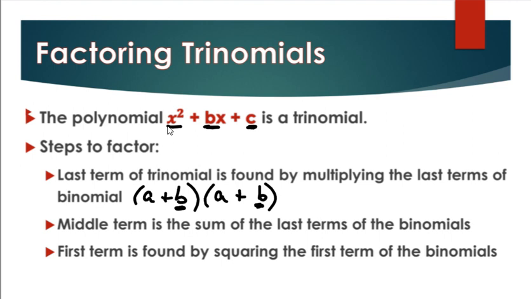The middle term is the sum of the last terms of the binomial. So if I add the last two, that will give us the middle term. And then the first term is found by squaring the first term. So the first term, you're just squaring that. So this will make more sense when we look at an example here.